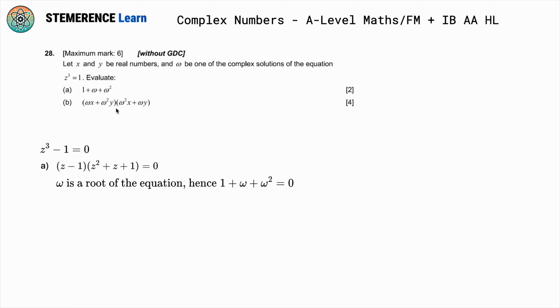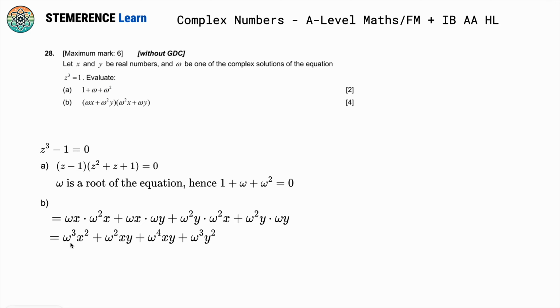And then part B, we have this product right here. We can start by expanding the product, doing the first expression times the second expression, so we get omega x times omega squared x plus omega x times omega y, and we repeat it for omega squared y, like we've shown here. Now, if we simplify by multiplying and combining the exponents, we get omega cubed x squared plus omega squared xy plus omega to the fourth xy plus omega cubed y squared.